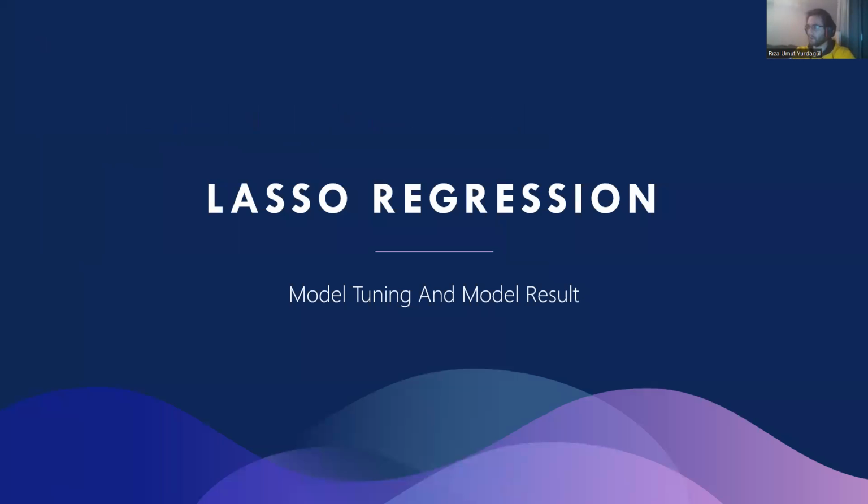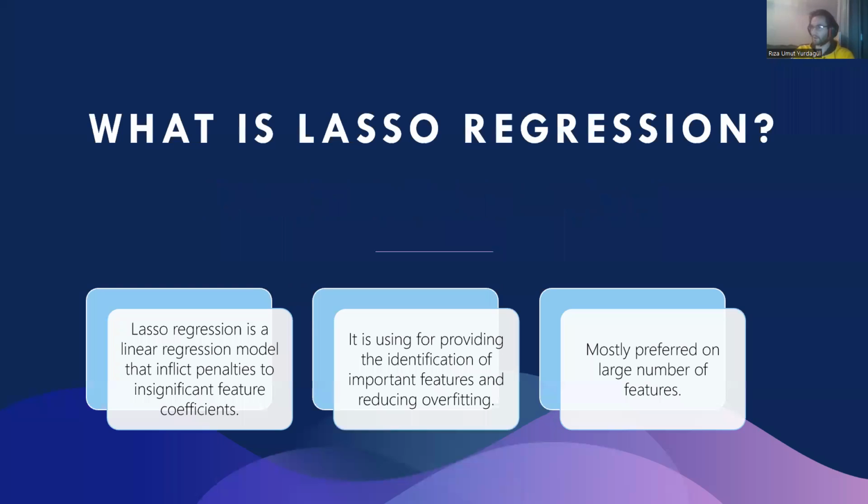So for our second model, we chose lasso regression, since it's a good model to work with continuous variables, as my friend Roşna gave you information about. My friend Roşna already gave the explanation of lasso regression, so I will just pass this page.